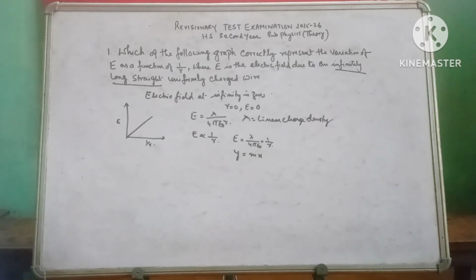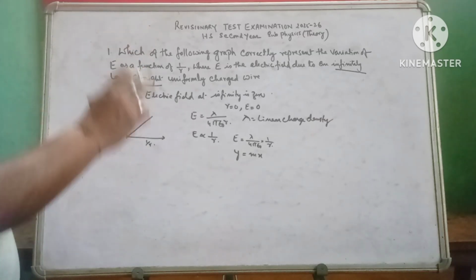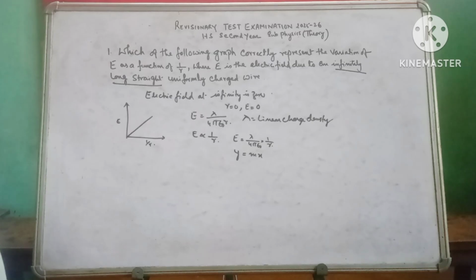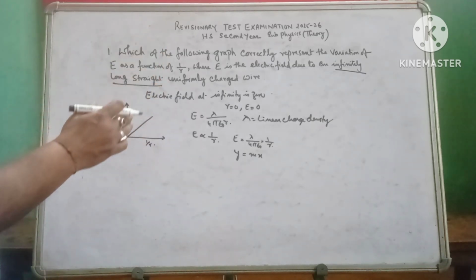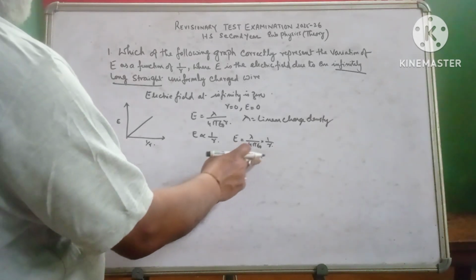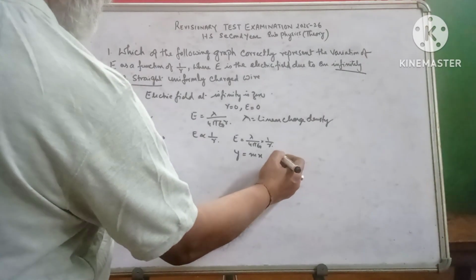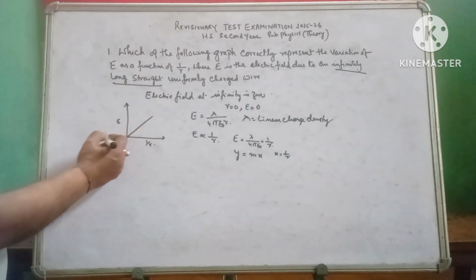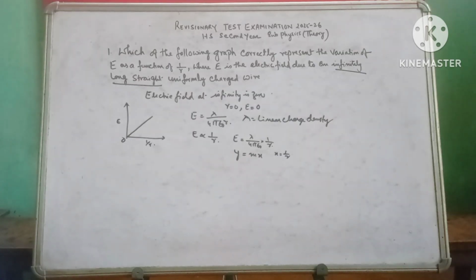The most important point here is that we are considering infinity as the origin, because at infinity the electric field is zero. As we move from infinity, your electric field increases. And mathematically, y is equal to mx, where x is equal to 1 by r. So your graph will be a straight line starting from the origin.